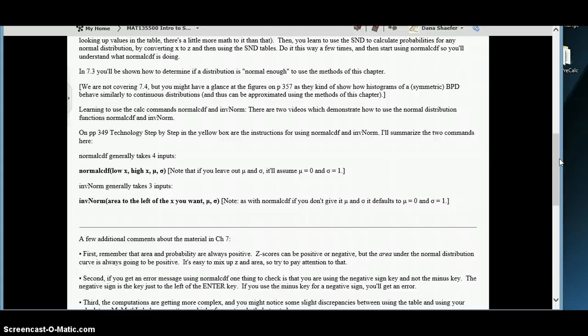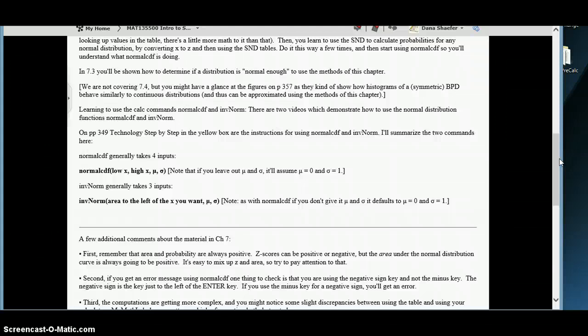We're not going to cover 7.4. 7.4 talks about using the normal curve to estimate a binomial distribution. And I said, you might want to look at the figures on page 357 just so that you can see how a discrete variable would look underneath the standard normal curve.